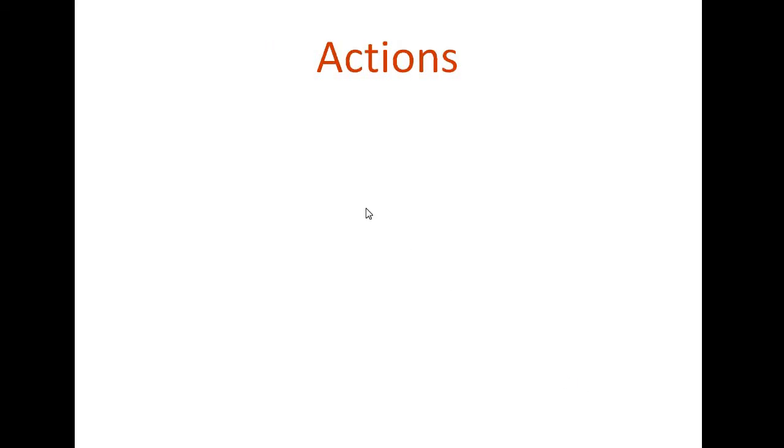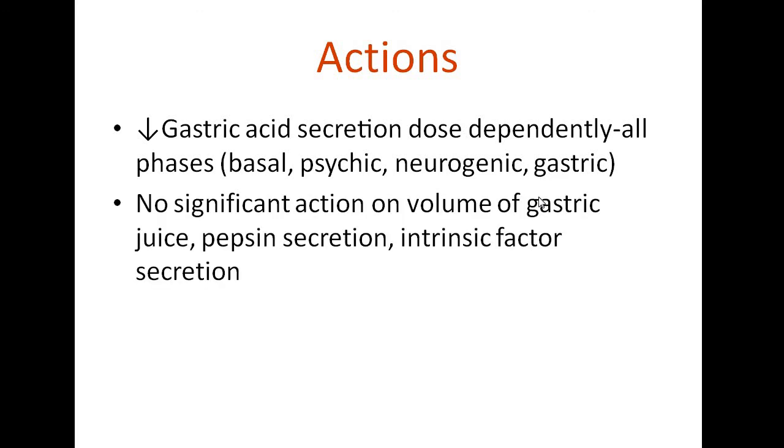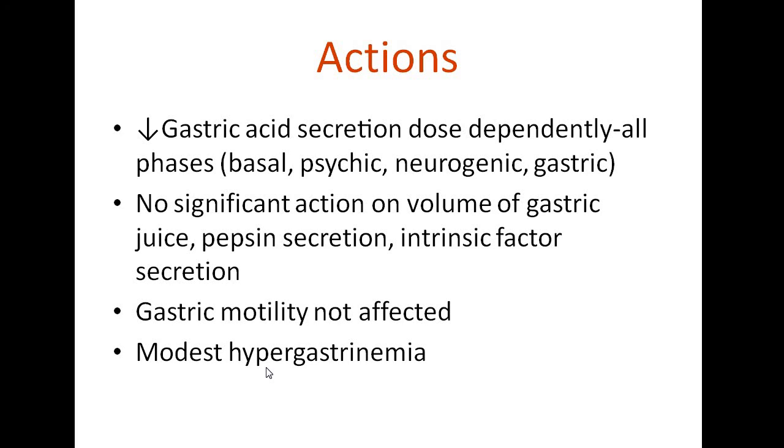So what are the pharmacological effects or actions of the proton pump inhibitors? Gastric acid production is completely blocked. All the phases, basal, cyclic and neurogenic and gastric, completely blocked. There is no significant action on the volume of gastric juice, pepsin secretion or intrinsic factor secretion. Gastric motility is not affected. There is a moderate hypergastrinemia.